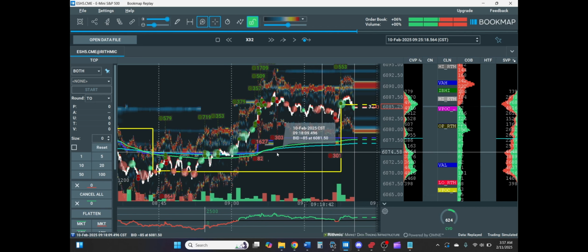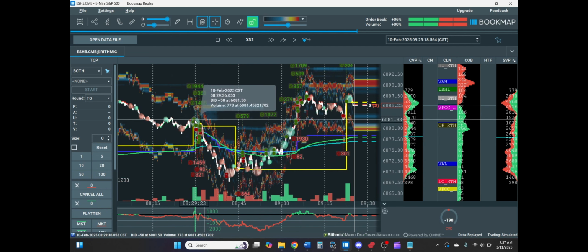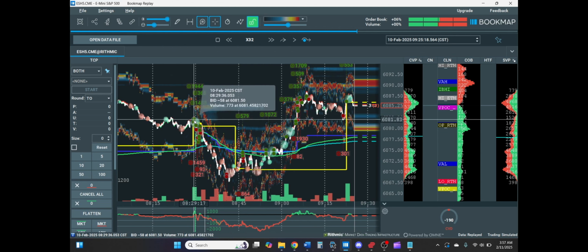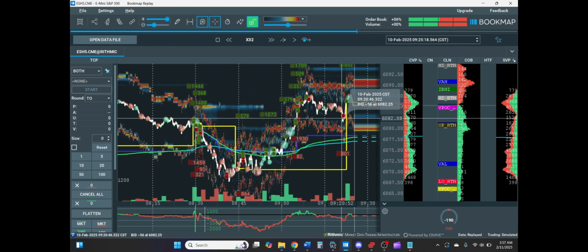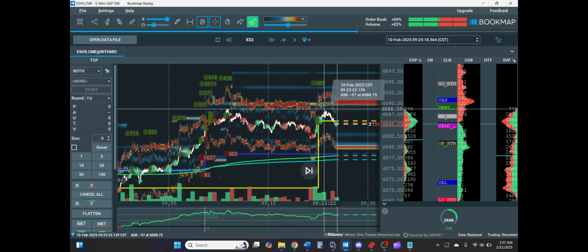let's see, there was, so that, yeah, I forgot to mark that too. That was an area as well, and that's how we got a test there. But at the open, that's the potential next long, not trade recommendation, but, and then targeting the IB.